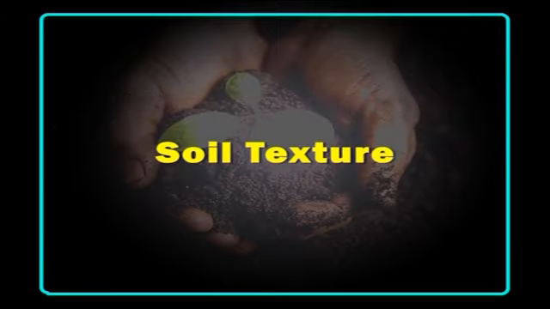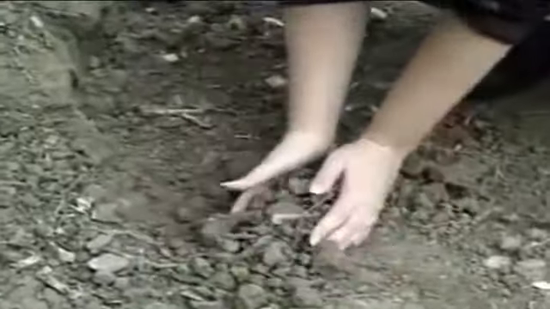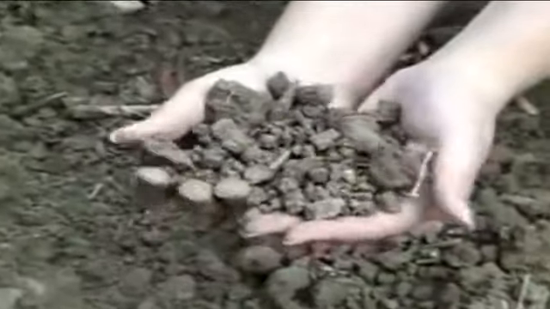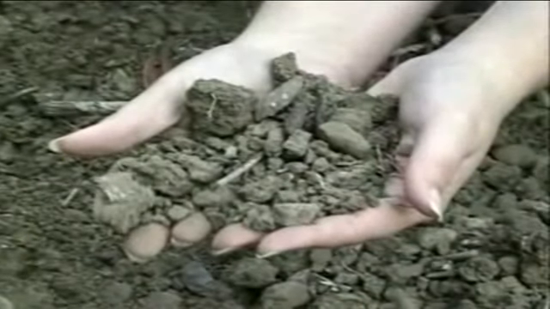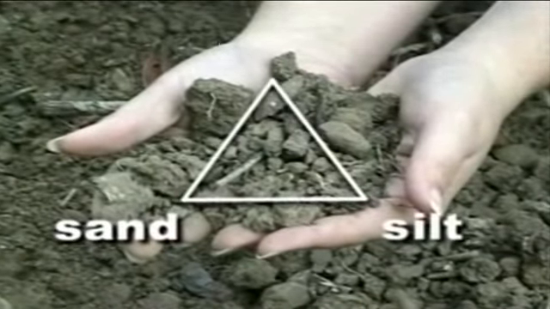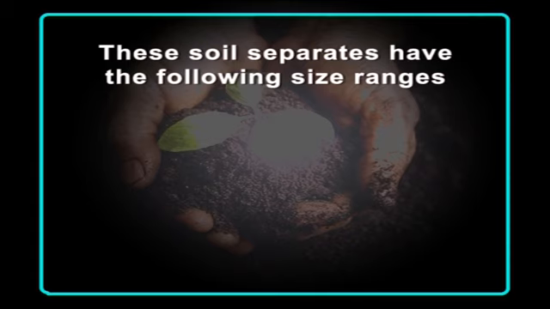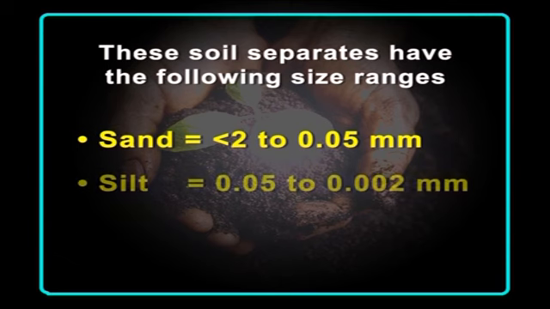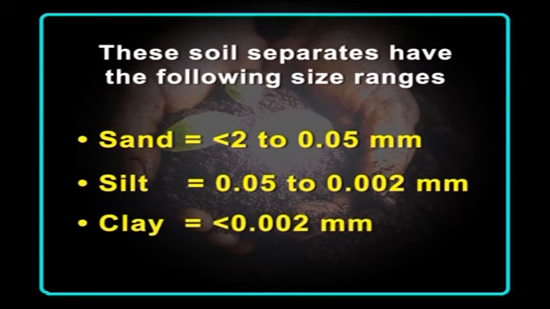Next, moving on to the soil texture. Soil texture refers to the proportion of the soil separates that make up the mineral component of soil. These separates are called sand, silt and clay. These soil separates have the following size ranges. Sand, which is 2 to 0.05 millimeter, silt, which is 0.05 to 0.002 millimeter, and clay, which is less than 0.002 millimeter.